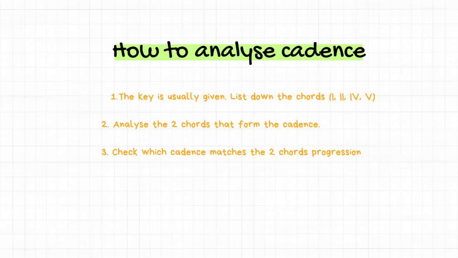How to analyze the cadence? The key is usually given. List down the chords 1, 2, 4, and 5. Analyze the two chords that form the cadence, and check which cadence matches the two chords progression.